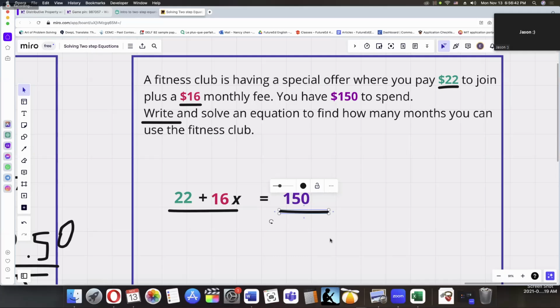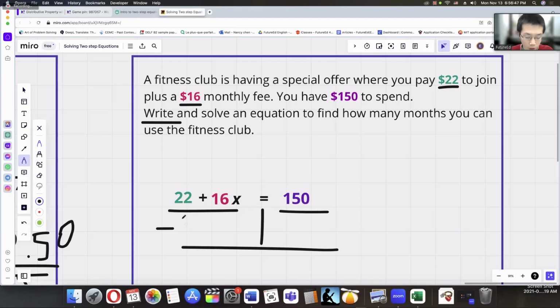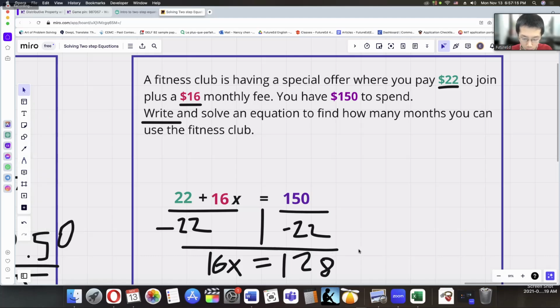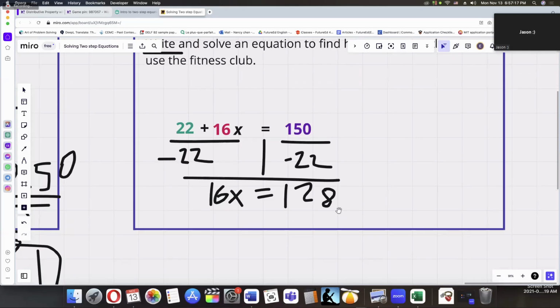I mean, 22 minus 150. Okay, so we can subtract 22 on both sides. What's on the left side? 0 plus 16x. We didn't touch that, so 16x is still 16x. And then the other one is 128, I suppose. If you play with powers of 2, you should know that. Or you can keep subtracting 16 all day.